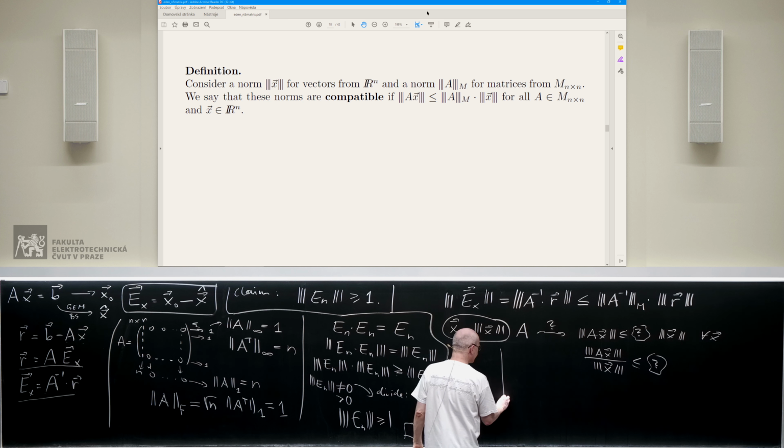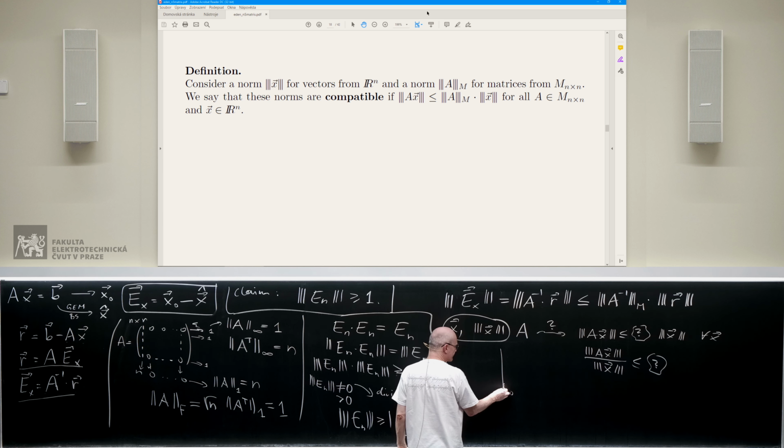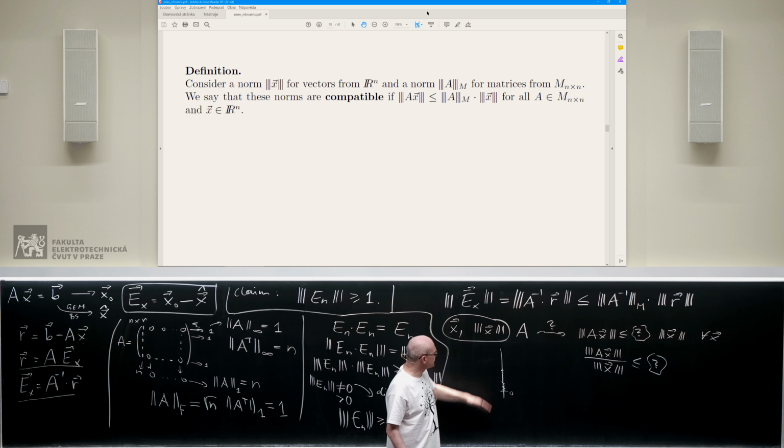They look somehow on the real line. Here is 0. These numbers are positive, or perhaps 0 also. So there is a bunch of possible ratios, and I'm looking for the smallest number which is above them. So the smallest number above them is actually the largest of these numbers. So by taking the largest number, I am getting my candidate for the norm of A, the matrix norm of A. And I could do this for every matrix.